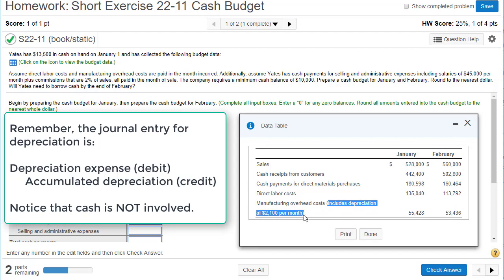Just remember though, depreciation is a non-cash expense. And this is a cash budget, so we will have to back out depreciation expense because depreciation does not result in cash being spent.